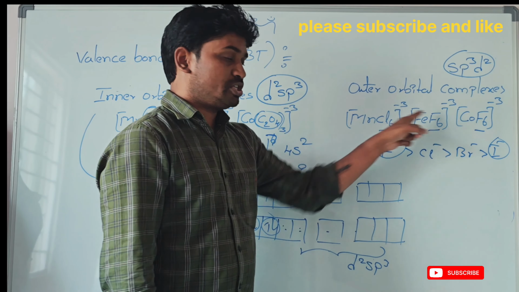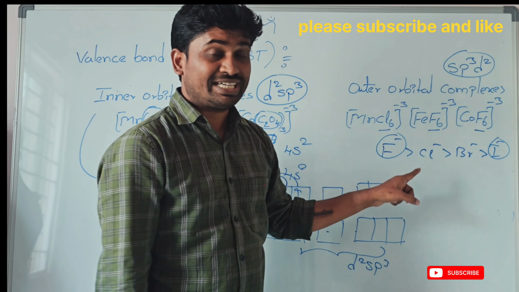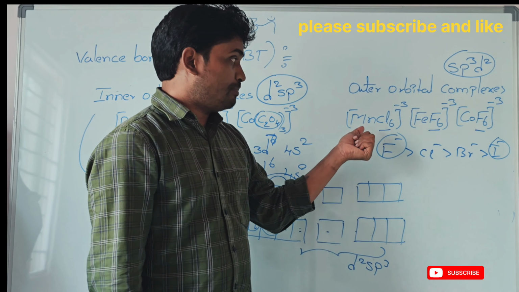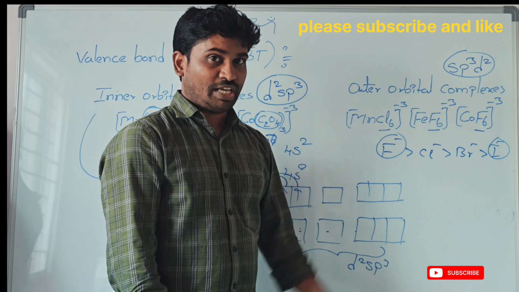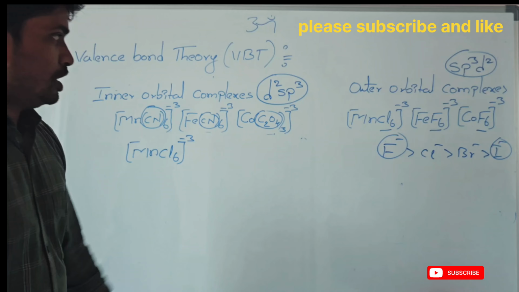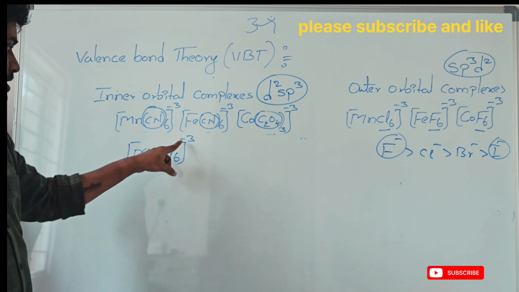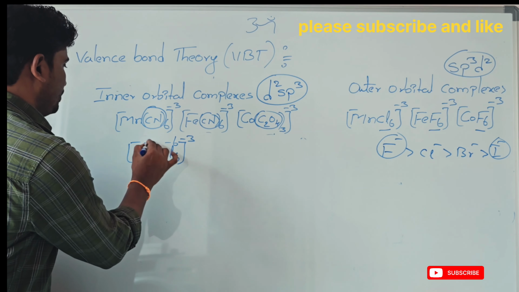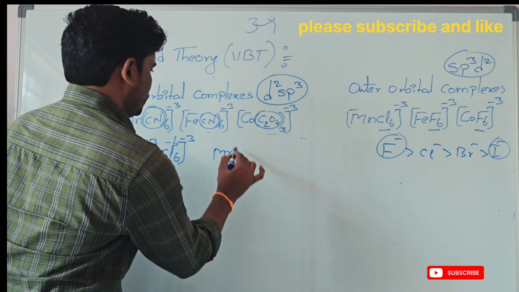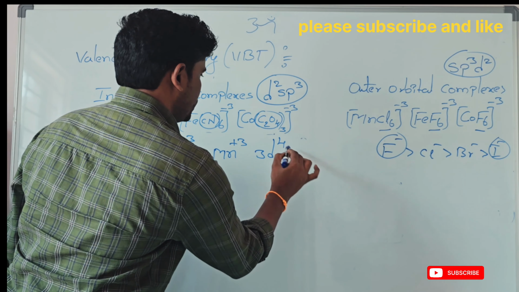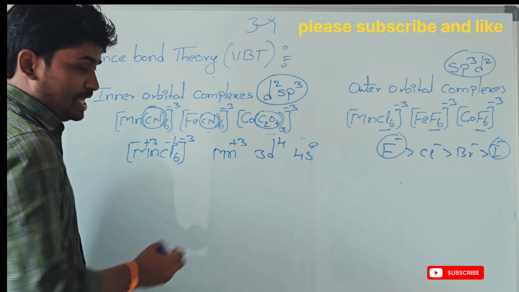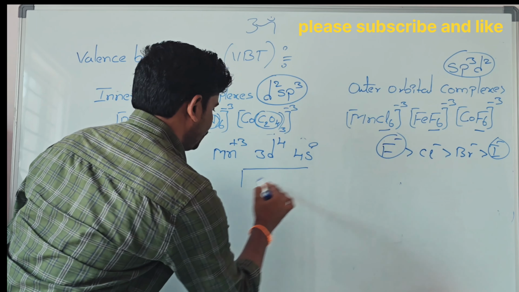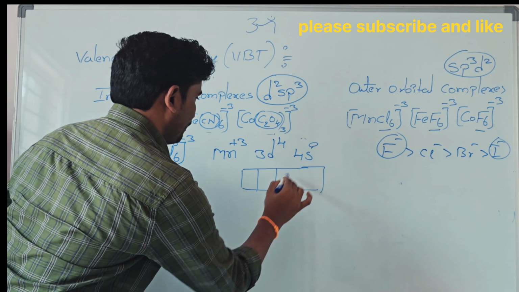So observe the hybridization of these complexes: the outer d orbitals are used, and electron pairing does not take place in these cases. Just one example. Look at this complex here, MnCl6 3-. What is the manganese oxidation state here? Cl is minus 6, so manganese is plus 3. Manganese plus 3 means 3d4, 4s0. In the d, how many electrons are available? 4 electrons are available in the d. I am writing the 4 electrons here.